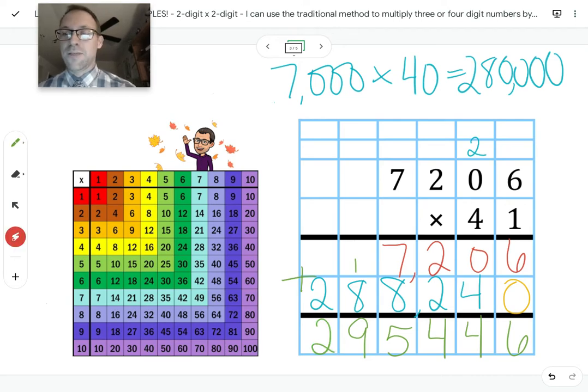Let's start here at the right of the ones place. Count 1, 2, 3 place values. That's where our comma goes. And our final product reads 295,446. Is 295,446 in the same ballpark as 280,000? Sure it is. Yeah. So we can be confident that we're probably correct. At least we're very close to correct, but I think we are correct.